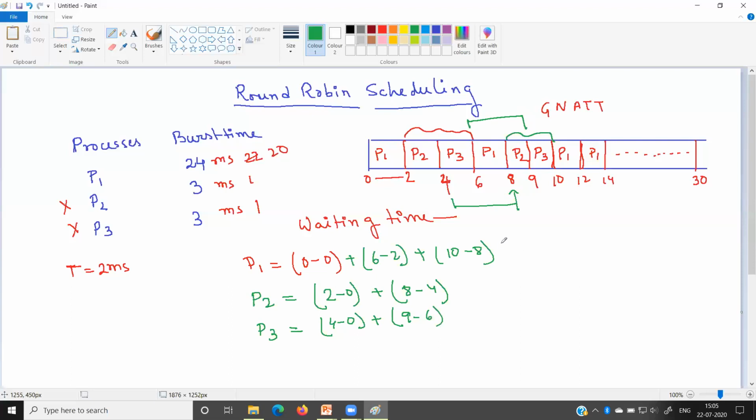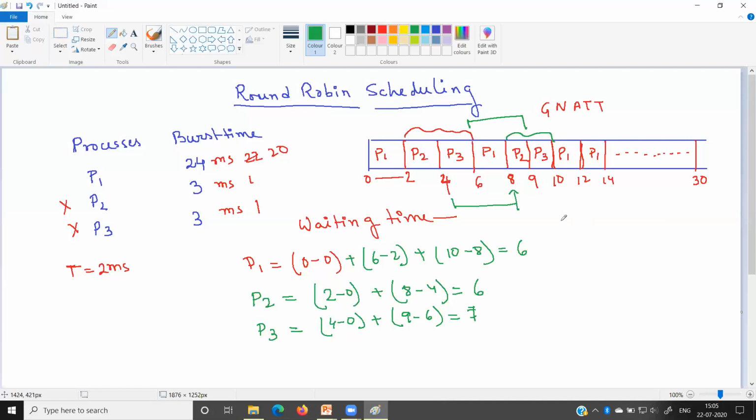Fine. So we will get the final total waiting time. The total waiting time for P1 is 6 minus 2, 4, plus 2, 6. For P2, the total waiting time is 2, and this is 4, that is again 6. And for P3, it is 4 and 3, that is 7. So you can see the total waiting time for P1 is 6, P2 is 6, and P3 is 7.